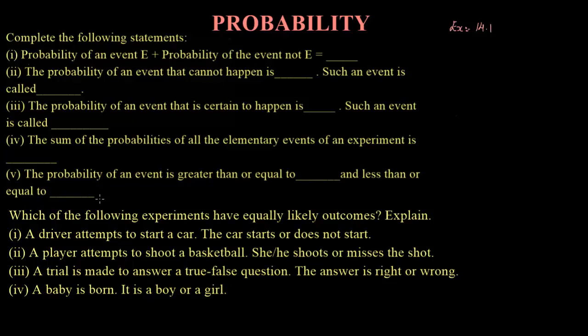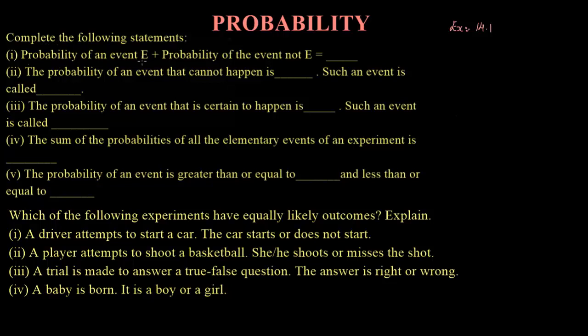In this video, we are going to start with the exercise questions. This is exercise 14.1 and we will be starting with the fill in the blanks questions and some basic questions of differentiating equally likely events or not. And then we will be starting with finding the probability, also with the basic questions. Okay, so here the fill in the blanks questions they have given to you.